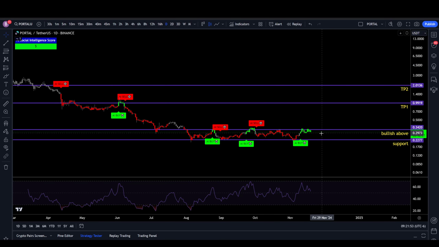All right, here's Portal. This is one that hasn't broken out yet, so it's a little bit risky to be buying it near resistance like this. What I tell people is if they want to play it safe, then just wait till a full daily candle gets above the bullish line. I draw these lines based on support resistance, and this may be one you want to get into as well.